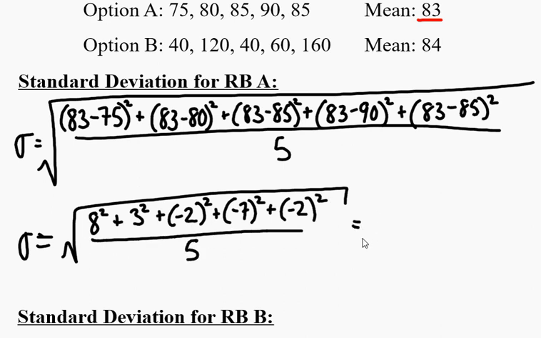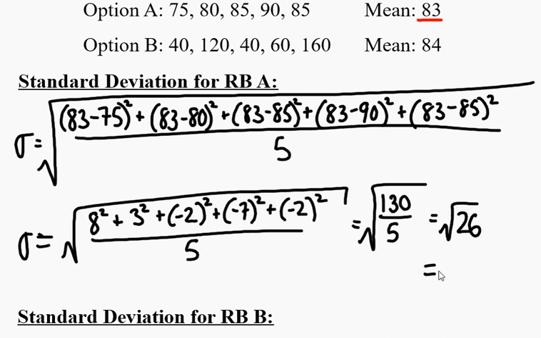Now I sum the top parts. So here we go. I get 8 squared, so I end up with 64 up top, plus 9, plus 4, plus 49, plus 4. So I get, in total, 130 divided by 5. So 130 divided by 5 is going to leave me with 26. Now I need the square root of 26. And the square root of 26 leaves me at about 5.1. And this is measuring yards.